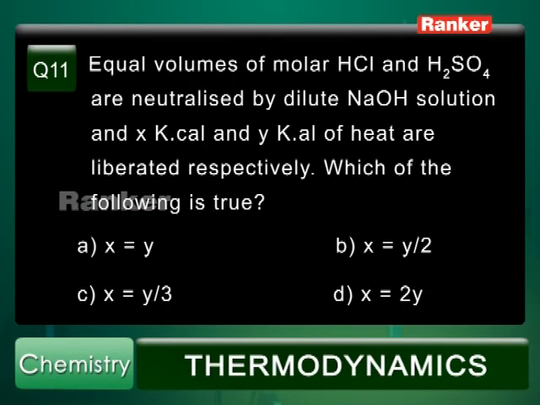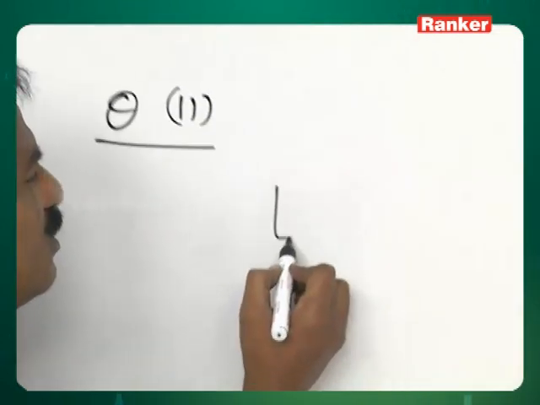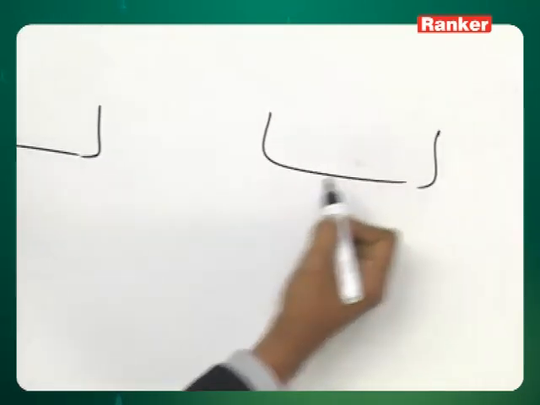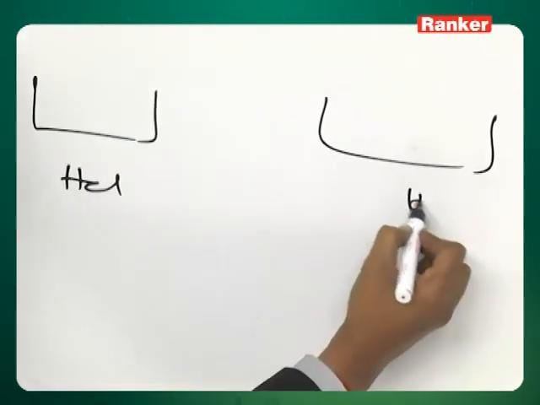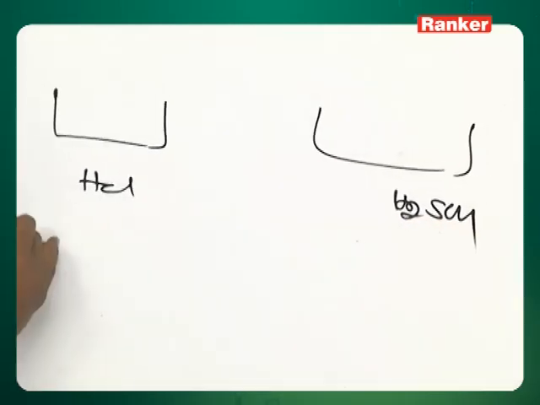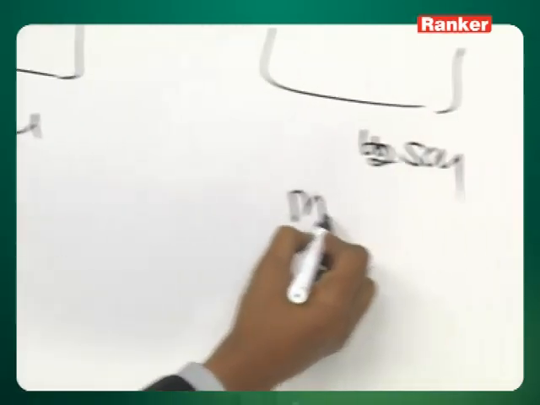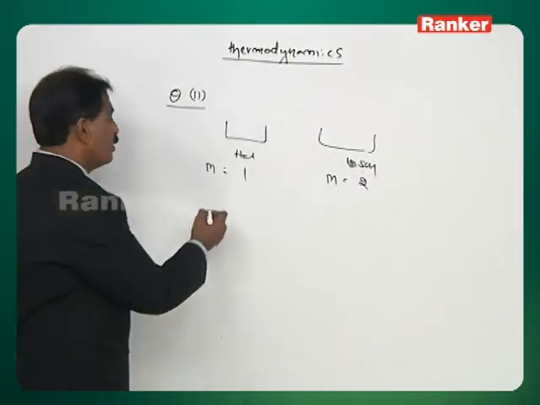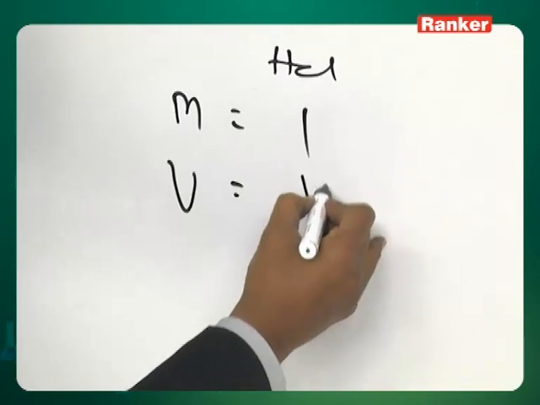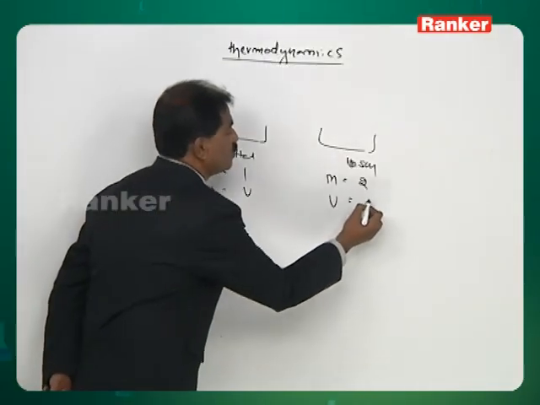Question number 11. Equal volumes of the molar HCl and H2SO4 are neutralized by the dilute NaOH solution, and X kilocalories, Y kilocalories of heat are liberated respectively. Which of the following is true? So, here molar HCl, that means in one solution they have taken the HCl, in another solution they have taken the H2SO4. So, molarity of the HCl is given as 1. Molarity of the H2SO4 is given as 2. Next, equal volumes. See here, volume is, let us say, V. Here, let us say volume is equal to, again, V.